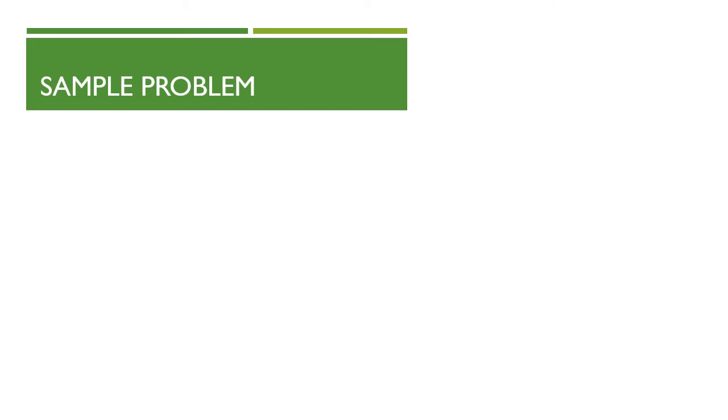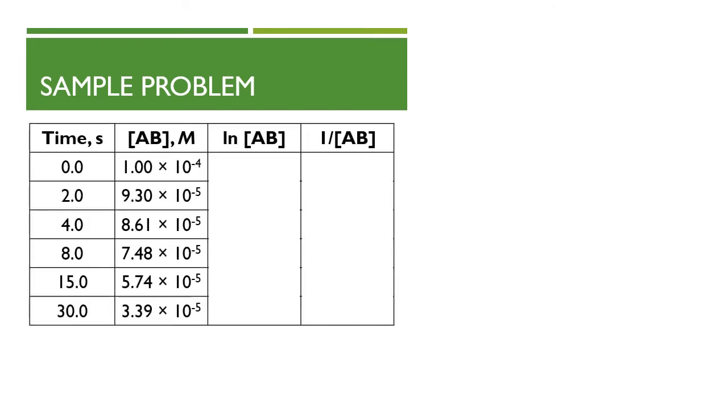To determine the order of the reaction, we have to first make the graph based on the table that was given to us in the previous slide. Let me draw your attention first to the concentration at time 0. It's 1 times 10 to the negative 4 molar. If we convert this from power of 10 to decimal, the concentration is a very small value. That's 0.000100 molar. It's too small of a value to be able to graph properly.